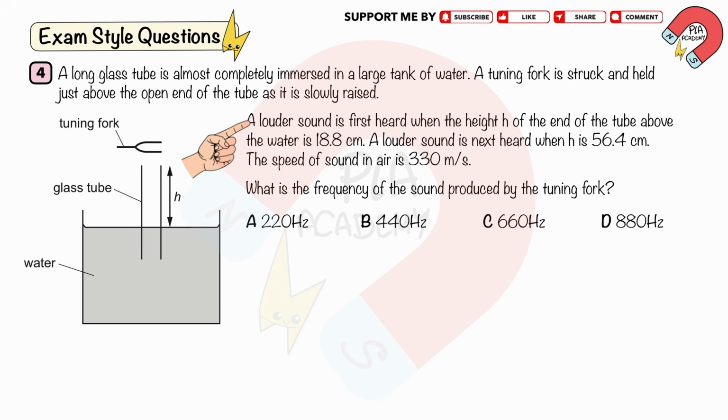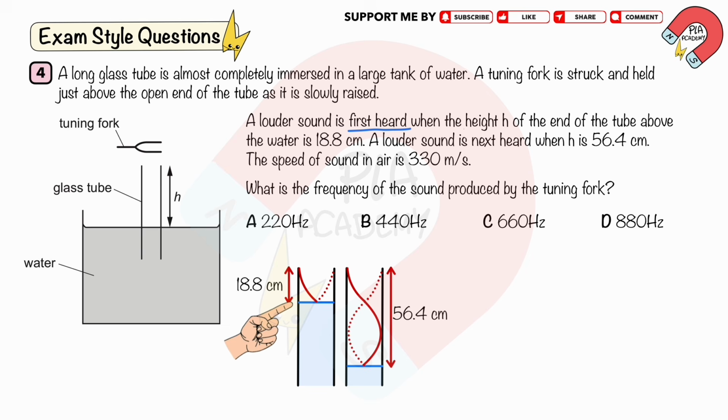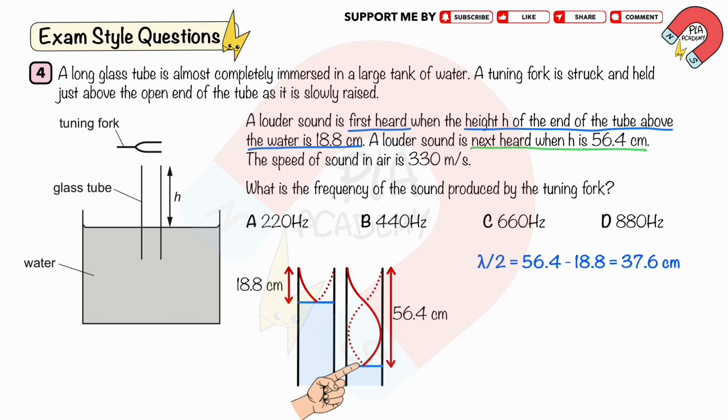The speed of sound in air is 330 meters per second. What is the frequency of the sound produced by the tuning fork? The first louder sound is heard when h is 18.8 centimeters. The next is heard when h is 56.4 centimeters. So, half of a wavelength equals 56.4 minus 18.8, which is equal to 37.6 centimeters. Therefore, one wavelength equals 2 times 37.6, which is equal to 0.752 meters.